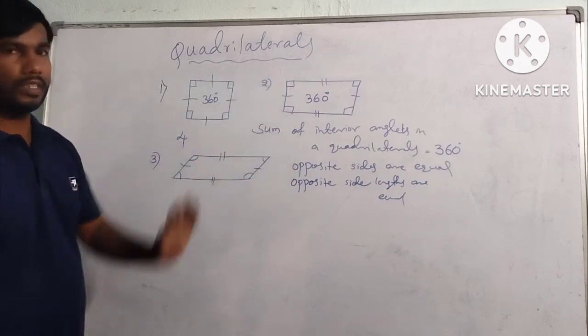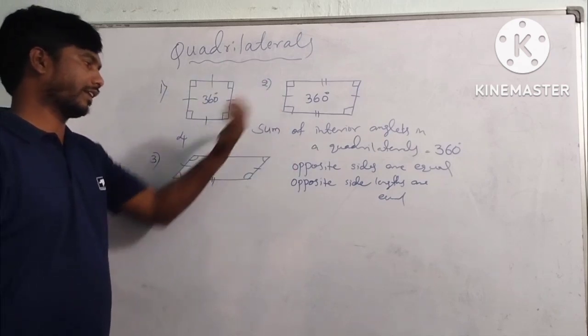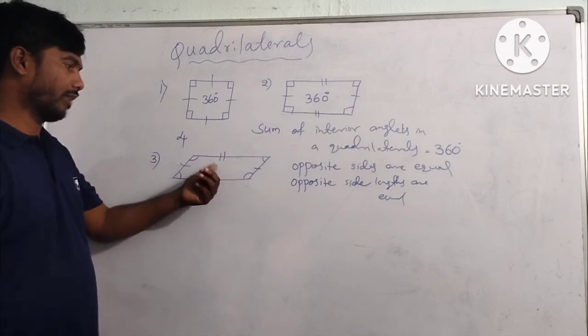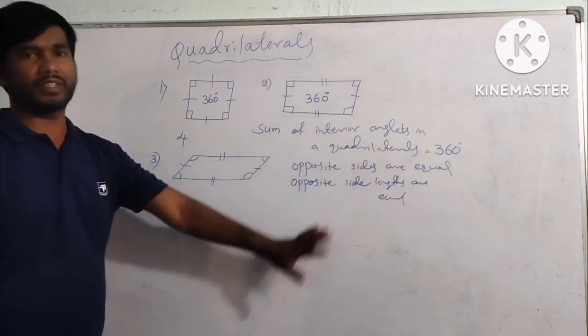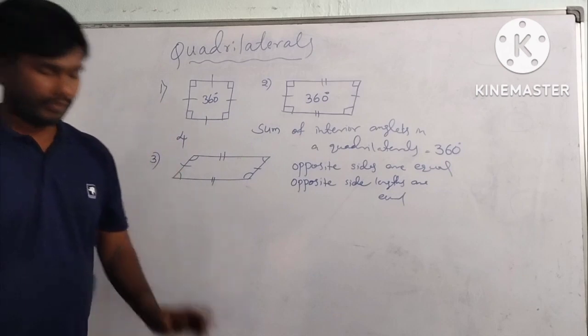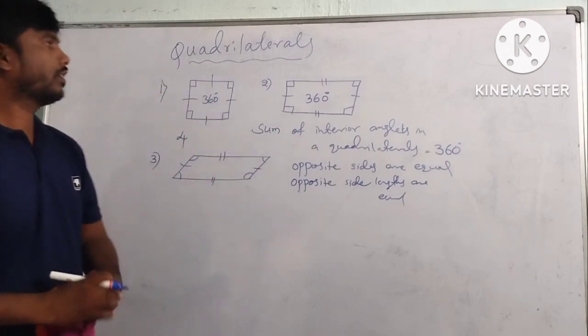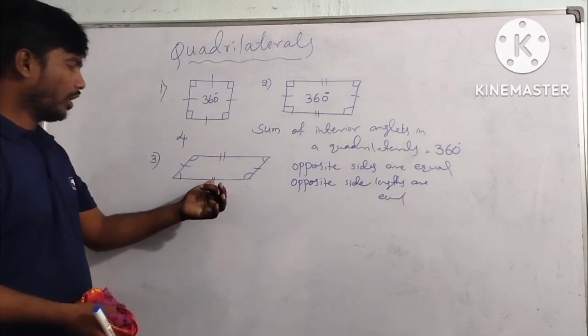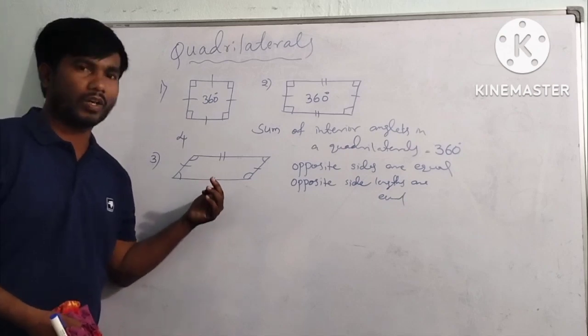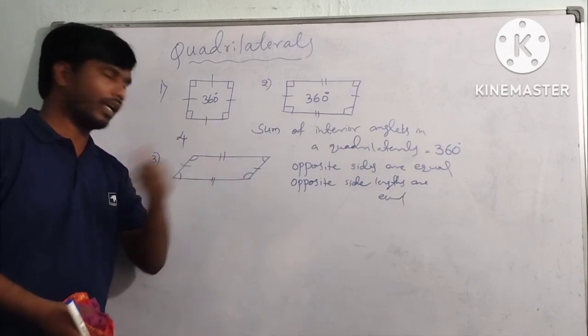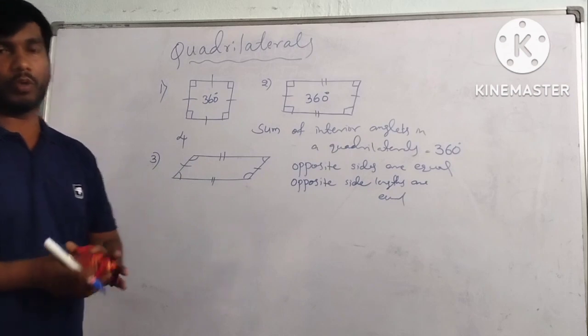So these are some properties of square, rectangle, parallelogram, rhombus, kite, trapezium. You have different properties for quadrilaterals. Now we are going to discuss parallelogram. That's why I am highlighting the properties of parallelogram only.